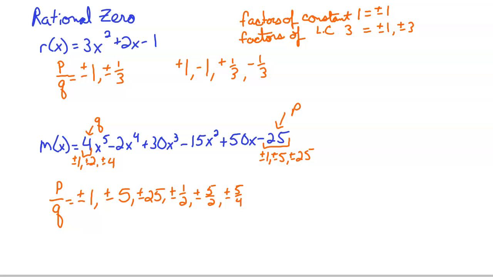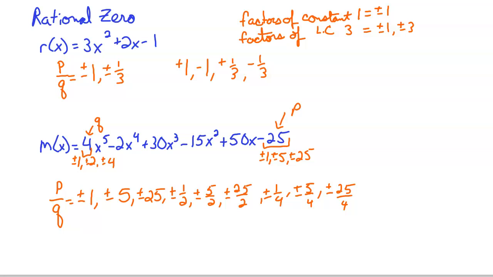Sorry, I should have done this one as 25 divided by 2. Then I'm going to take each one of these and divide it by the 4. So that should be 1 divided by 4, 5 divided by 4, and 25 divided by 4. I apologize. So here are all my possible rational zeros.